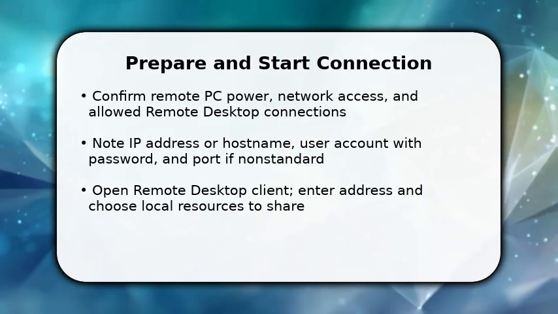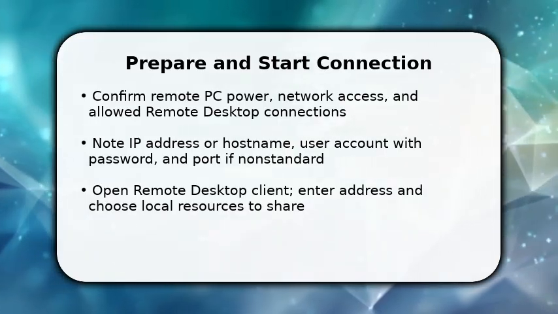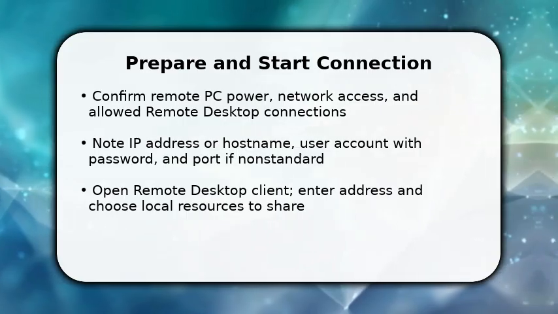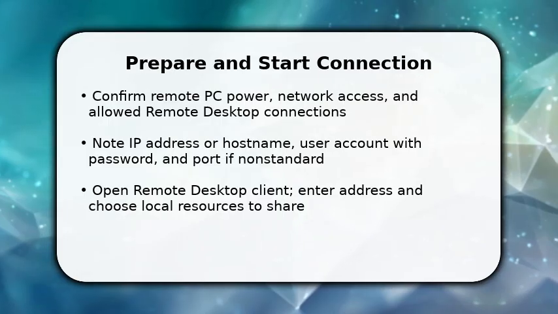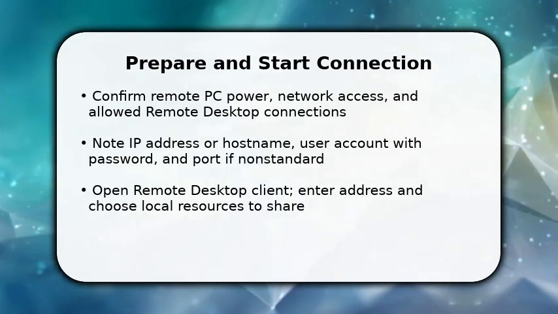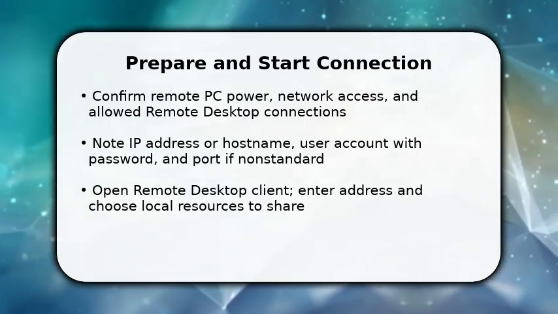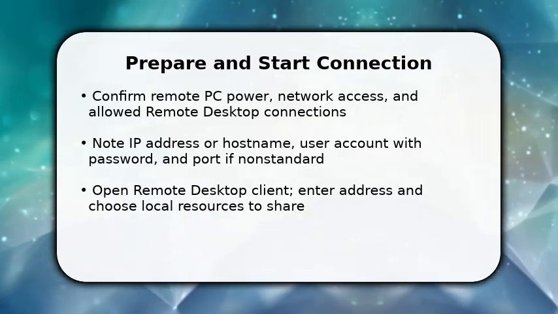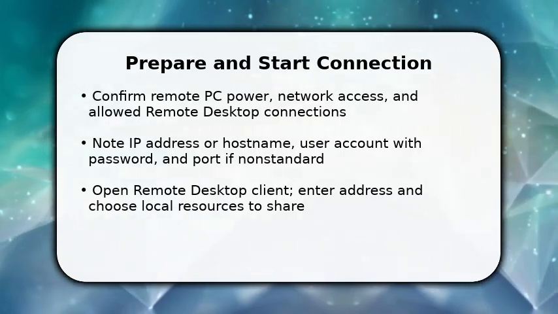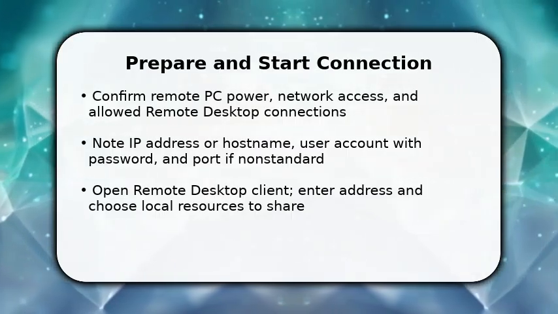You begin by verifying the remote machine is powered, online, and configured to accept remote desktop. Once done, grab the IP or hostname and the account credentials you will use. Open your remote desktop client and paste the address. Make sure to select the correct user and any local resources you want to forward, like drives or clipboard. This gets you into the initial handshake, so authentication and connectivity can proceed without delay.